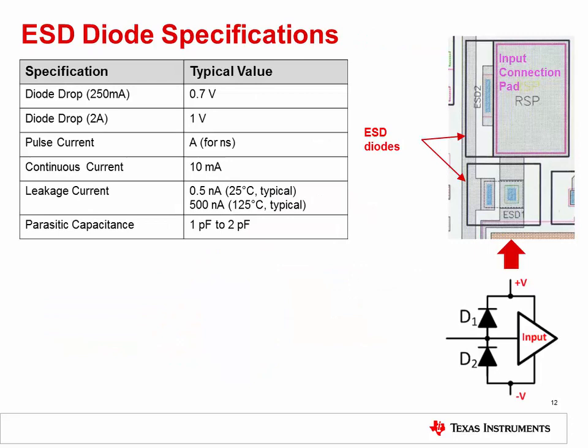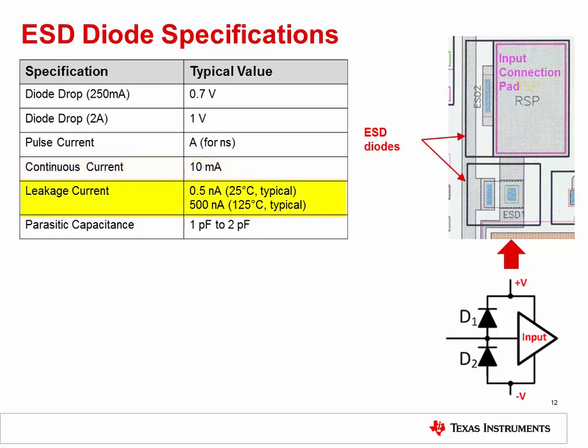These specifications are meant to give a general idea of the ESD diode's performance. Actual diodes will vary depending on the device design and the process used. One key thing to notice is that the diode drop is about 0.7 volts with significant current. This diode is designed to take amps of pulse currents for only a few nanoseconds, as is typical with ESD pulses. However, they are rated for only 10 milliamps of continuous current.